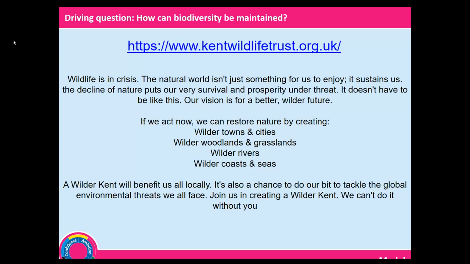So, wildlife is in crisis. The natural world isn't just something for us to enjoy, it sustains us. The decline of nature puts our very survival and prosperity under threat. It doesn't have to be like this. Kent Wildlife Trust's vision is for a better, wilder future.